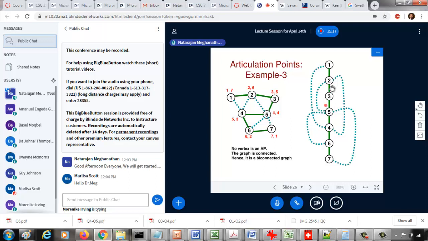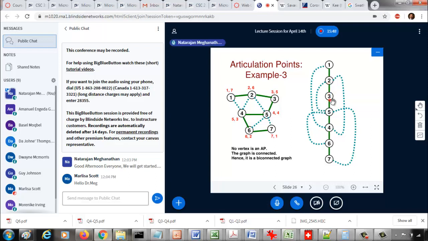Now for each intermediate vertex you can look at the subtree. There's only one subtree for each intermediate vertex, because it's like a chain of vertices of tree edges. So for 2 you have the subtree with 3, 4, 5, 6, 7. Now from these vertices you have this back edge between 4 and 1 that goes above 2. So the presence of that back edge rules out 2 being an articulation point.